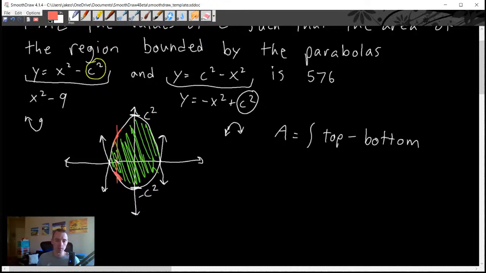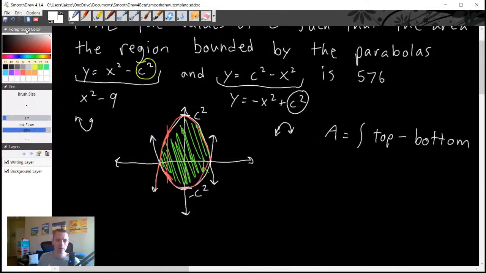So what you notice as this vertical line goes across is the top edge of this area is always going to be this parabola here, all the way through from left to right edge. And then the bottom edge of this area is always going to be this parabola here. So it's consistent all the way through that this downward facing parabola is the top of our area, and this upward facing parabola is the bottom function of our area.